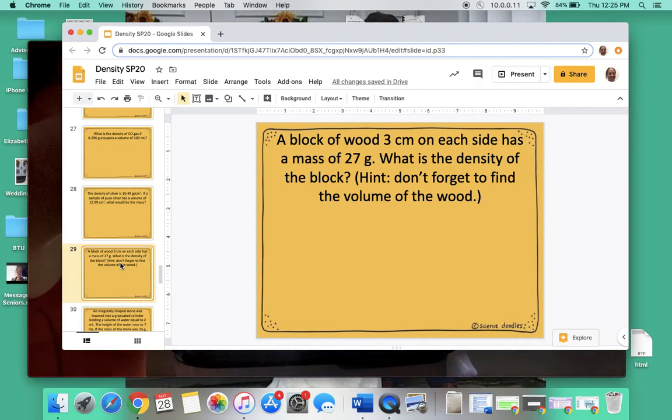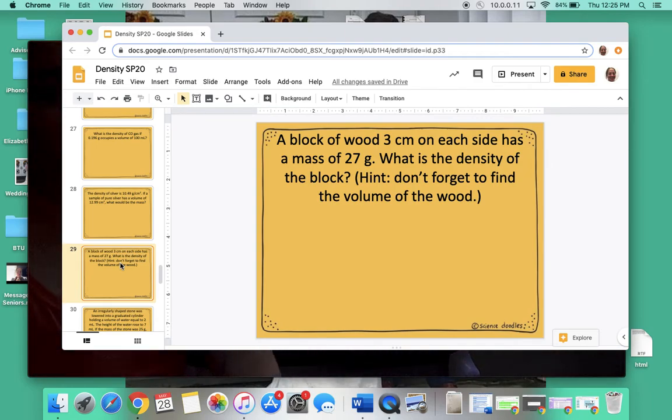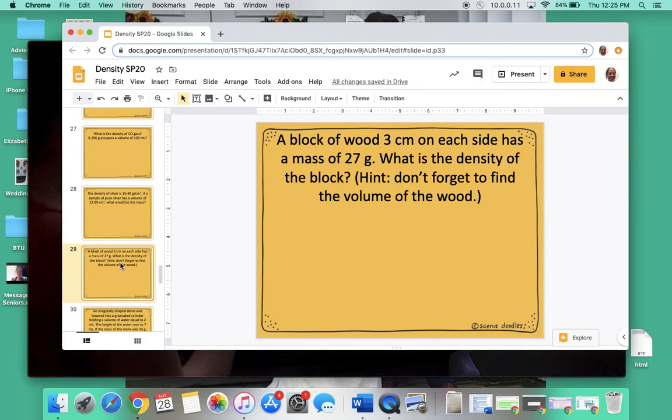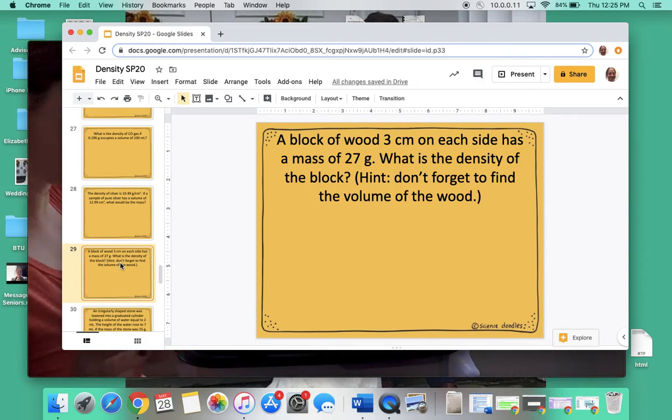Number 3 says, a block of wood 3 centimeters on each side has a mass of 27 grams. What is the density of the block? Hint, don't forget we need to find the volume of the wood. So this one's a little bit tricky. It does have an extra step.